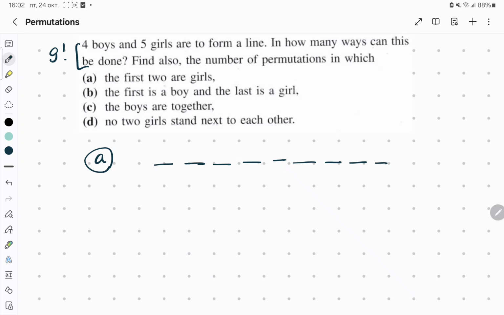And for the first place, since there are 5 girls, there are 5 candidates for the first place, and for the second place 4 candidates, right? And for the remaining we have 7 places, and there are 7 kids who, regardless of gender, could be arranged. So that's why we can write it as 5 times 4 times 7 factorial.